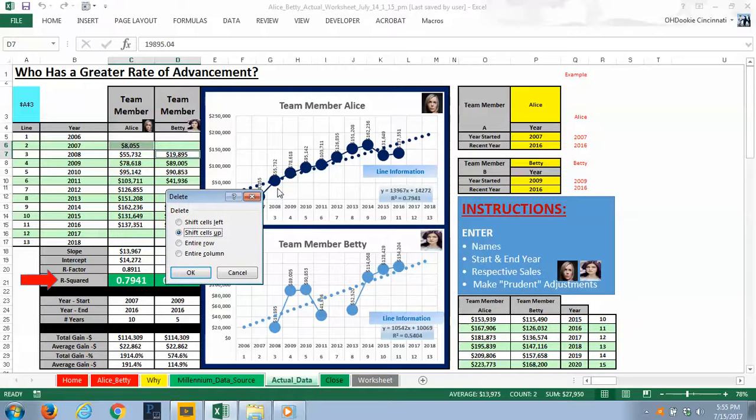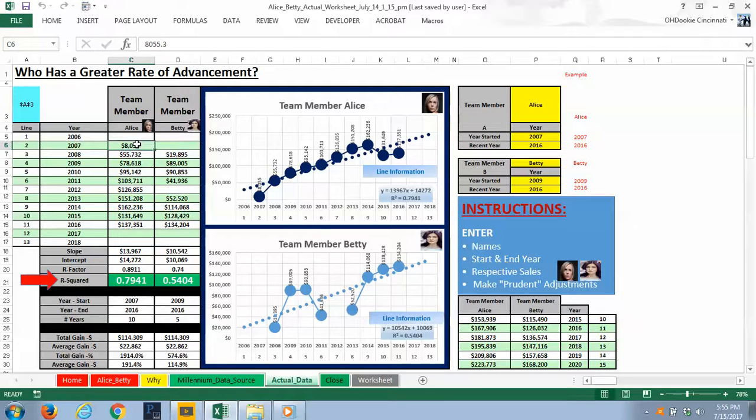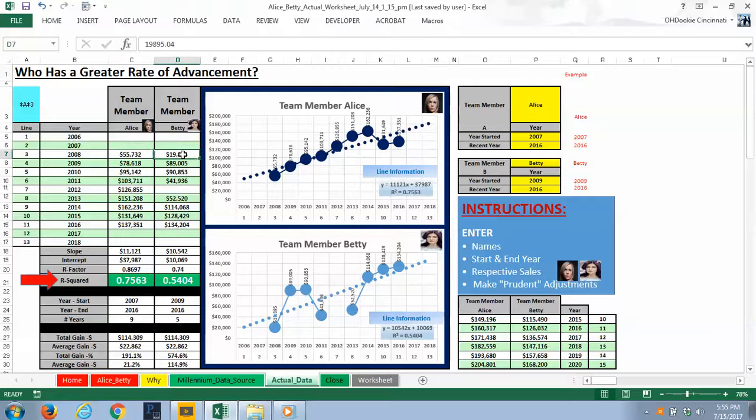So we're going to get rid of that. We'll get rid of that for her, and we'll get rid of that for her. And this factor here, this R squared, that's a prediction factor. Ideally, we want it at 1.0.